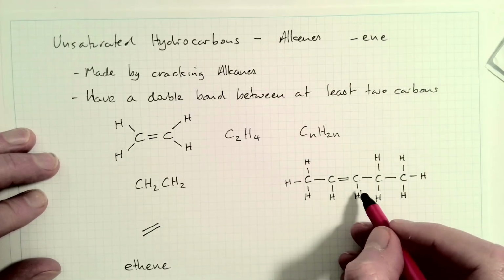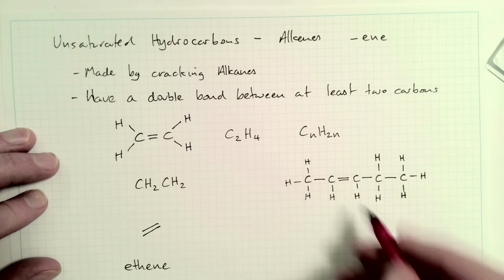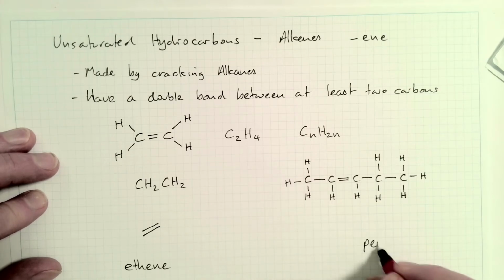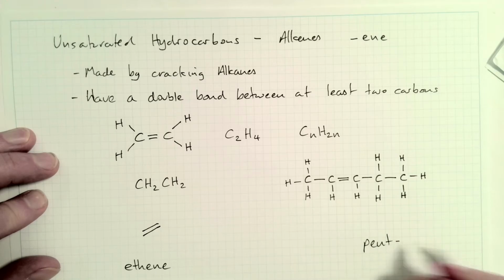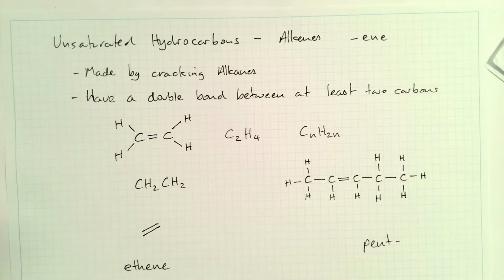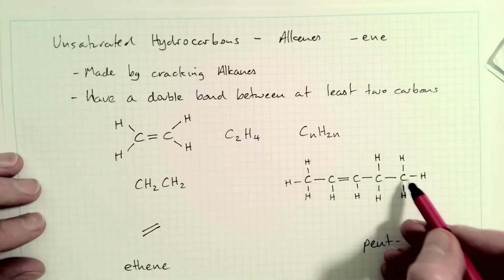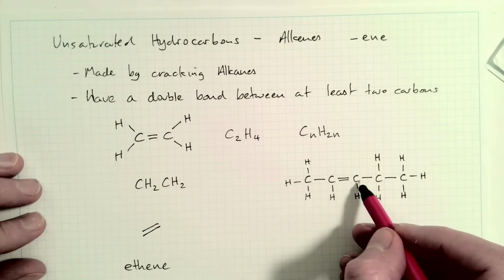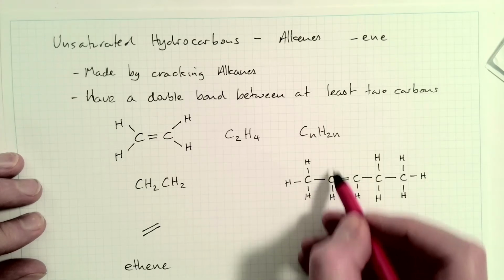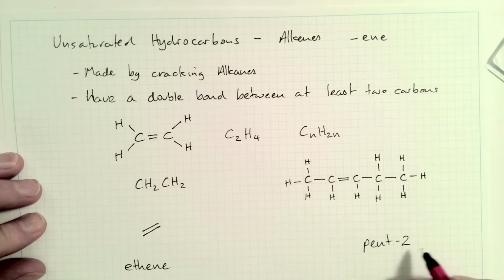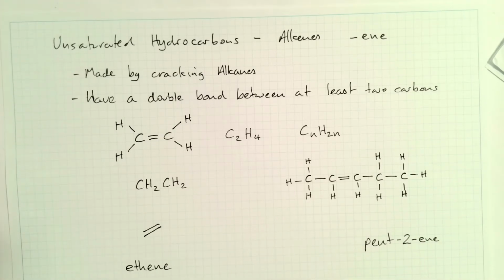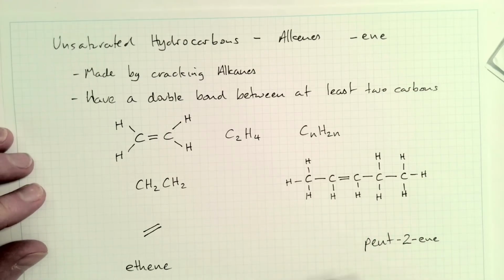So let's name this one. It's certainly going to be pent. Now we have to put a line in, and now we're going to indicate the number of the carbon, the smallest number of the carbon that contains a double bond. So I could count from this end, 1, 2, 3, and that would be 3 there, or 1, 2, and it would be 2 here. So it's pent 2 ene. Okay, that's the name of that alkene, pent 2 ene.